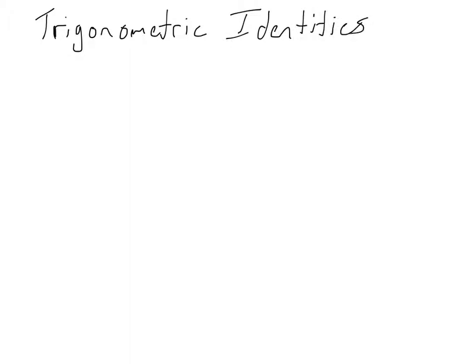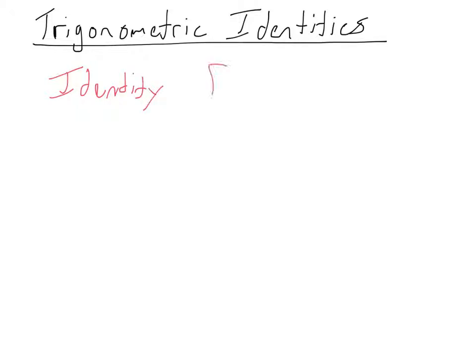Today we're going to begin talking about trigonometric identities. All right, so trigonometric identities. First of all, what's an identity? So an identity is anytime we have one function equals another function, right? Generally speaking. We have an identity if one function f of x equals another function g of x.